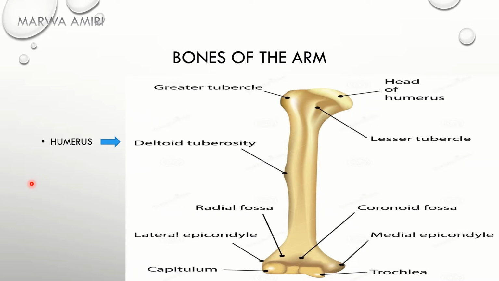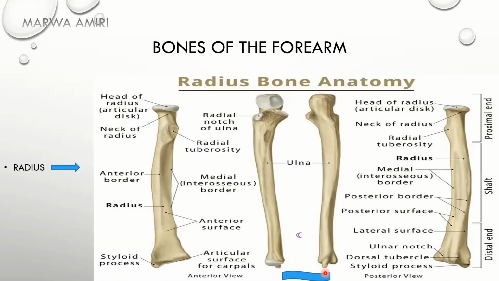The bone of the arm is the humerus. The parts of the humerus are the greater tubercle, head of humerus, lesser tubercle, deltoid tuberosity, capitulum, lateral epicondyle, radial fossa, coronoid fossa, medial epicondyle, and the trochlea.